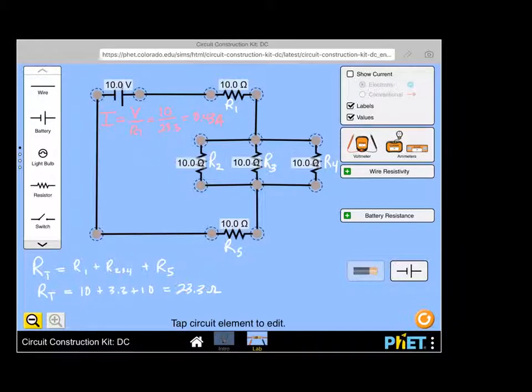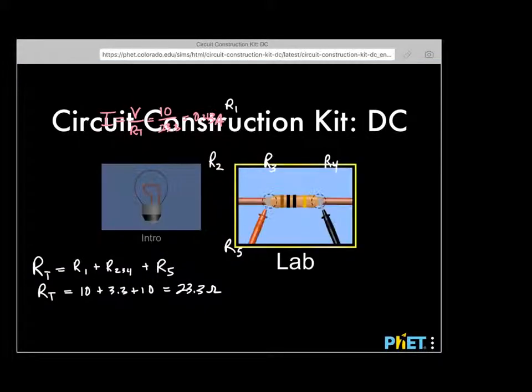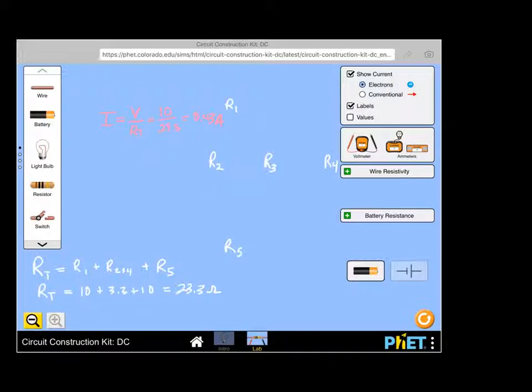So let's see what happens here. Oops. Ah, my circuit goes away. Well, so much for this thing cooperating with us. I had high hopes for embedding the circuit thing here.